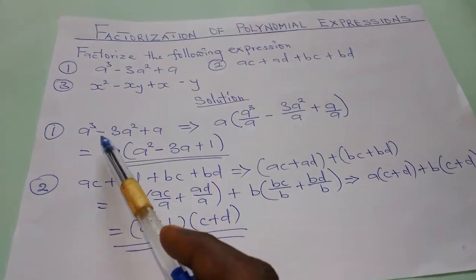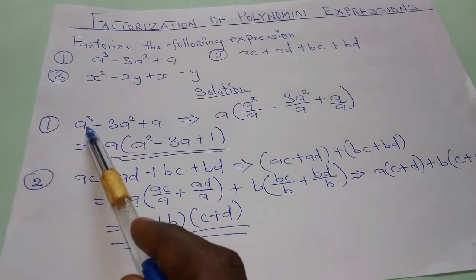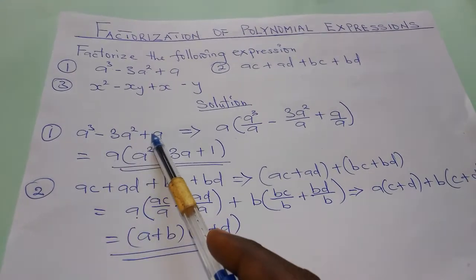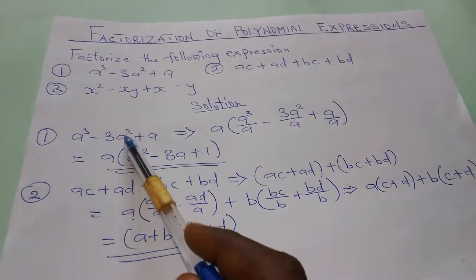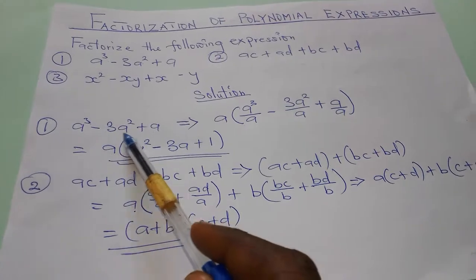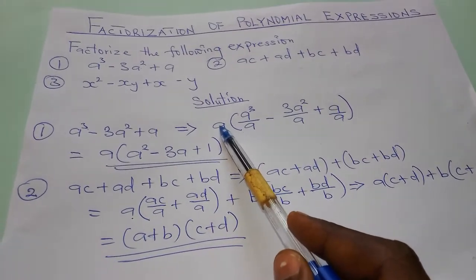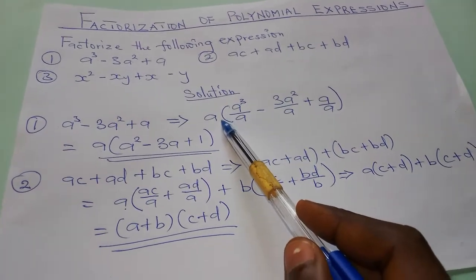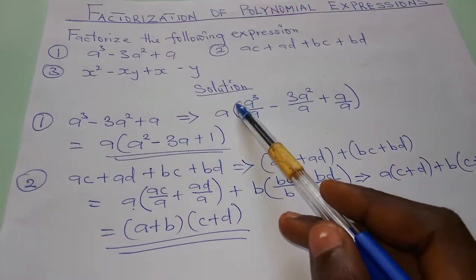Now, to factorize this expression, we have to first of all find the common factor of this expression. Now, look at here we have a, here we have a, here we have a. So we can say that a is common. So we write down the common factor here. Now, when you do that, you open bracket. Don't forget, to factorize means to put in brackets.